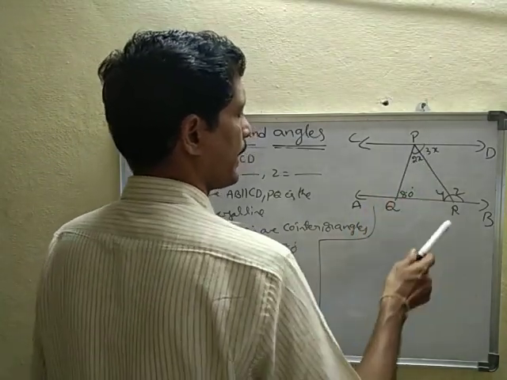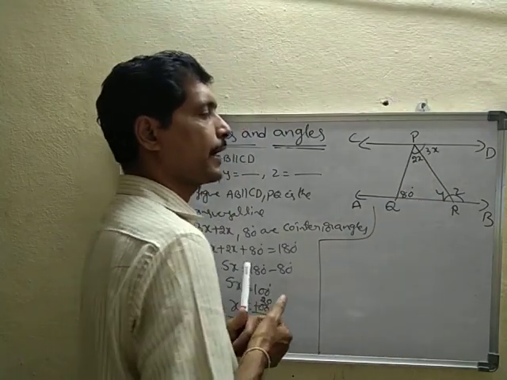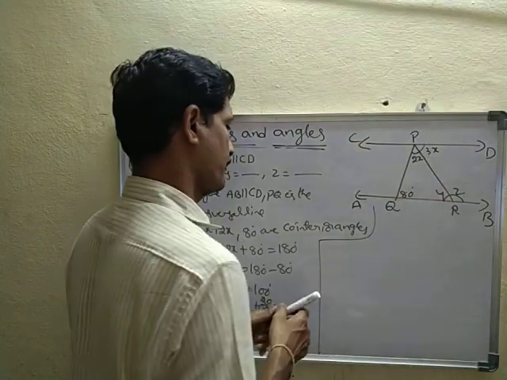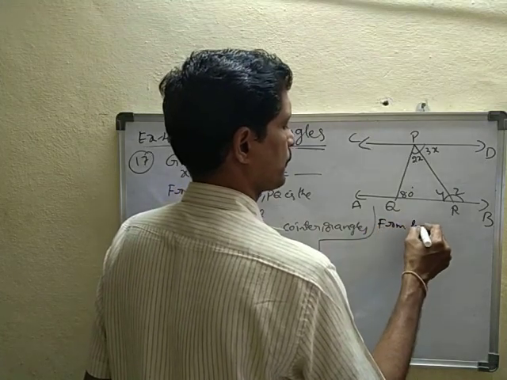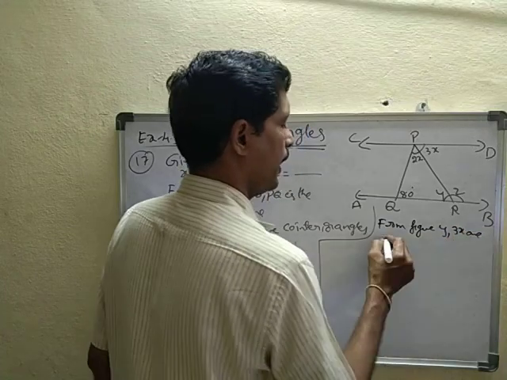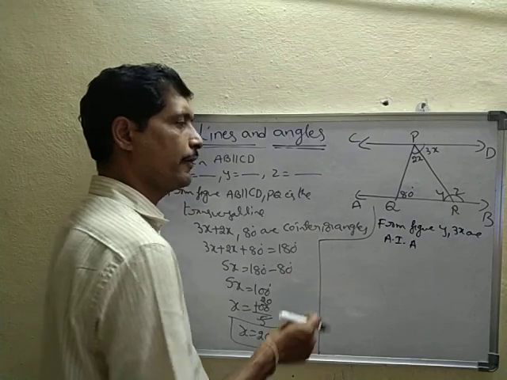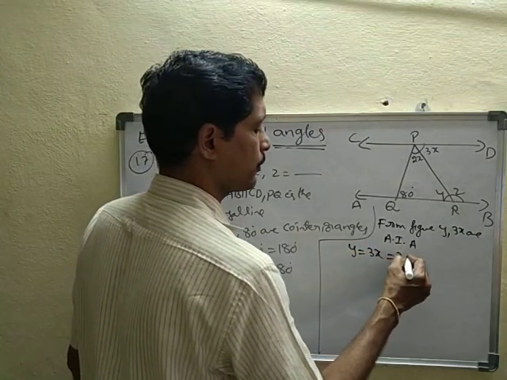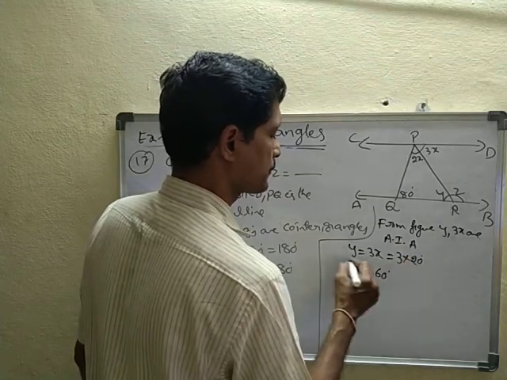Here again y and 3x are also alternate interior angles. Here this is a transversal line, from the figure y and 3x are alternate interior angles. Alternate interior angles are always equal, therefore y equals 3x, that equals 3 into 20, that equals 60 degrees.